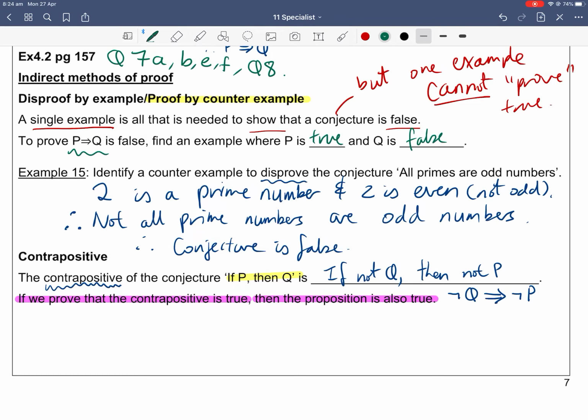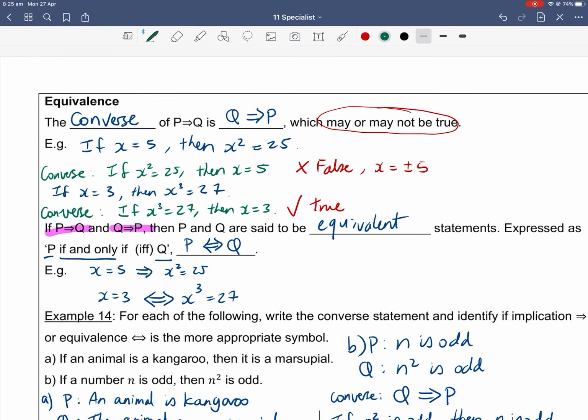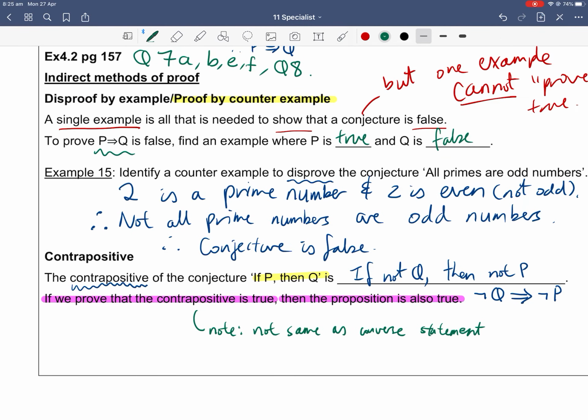So if we want to prove that if P then Q is true, and it's a bit difficult to do that, then we can try to prove the contrapositive. If we can show that if not Q happens, then the result is not P, then we essentially have proved that the original statement is true. Why these two statements are equivalent, you can read a textbook about it, but take it on trust that it does work. One note though, this contrapositive is not the same as the converse statement, which is if Q then P.